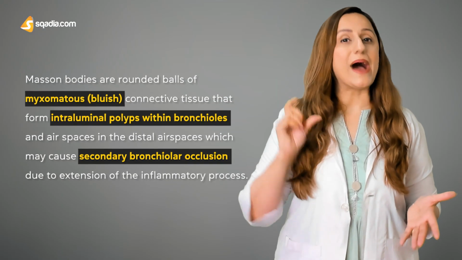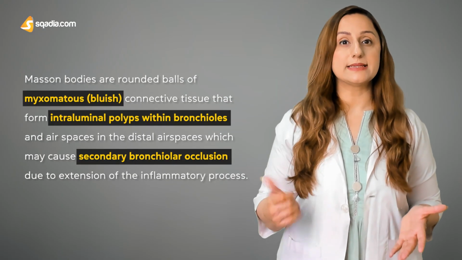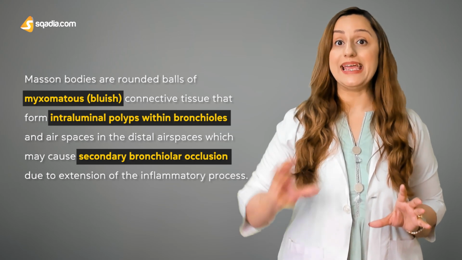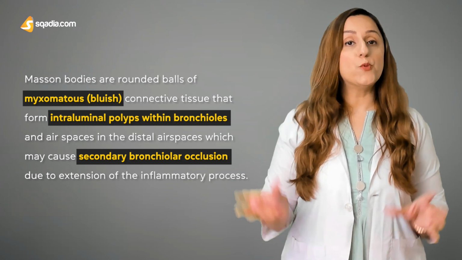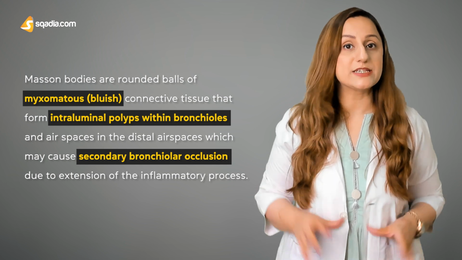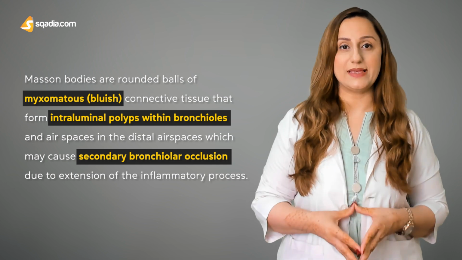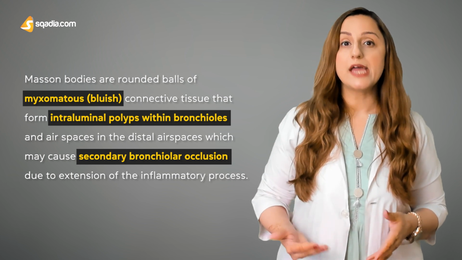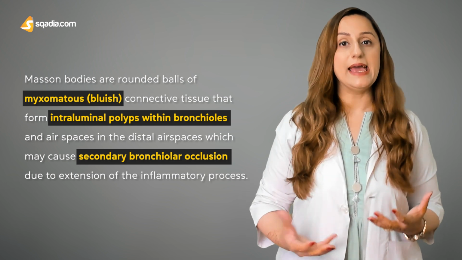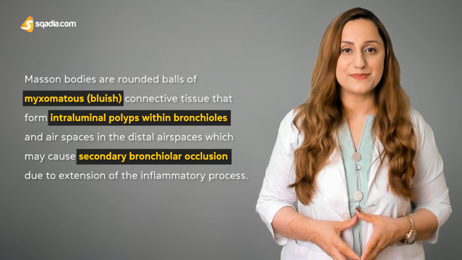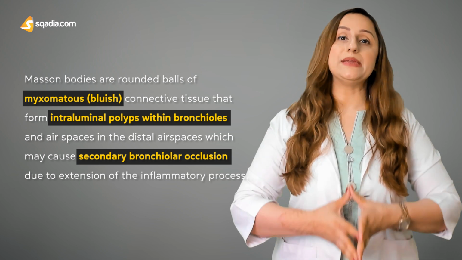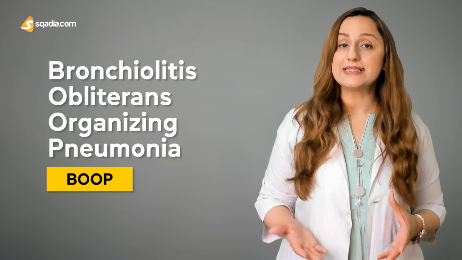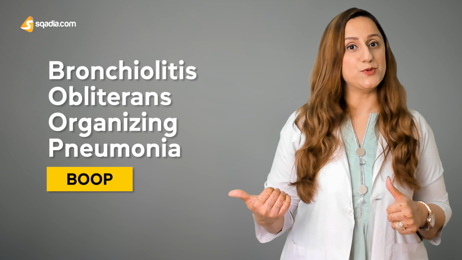Mason bodies are rounded balls of myxomatous, that is the bluish-tinged connective tissue, that form the intraluminal polyps within the bronchioles and the air spaces in the distal airways, which may cause secondary bronchiolar occlusion due to extension of the inflammatory process. Hence the reason for being previously termed bronchiolitis obliterans organizing pneumonia, termed as BOOP.